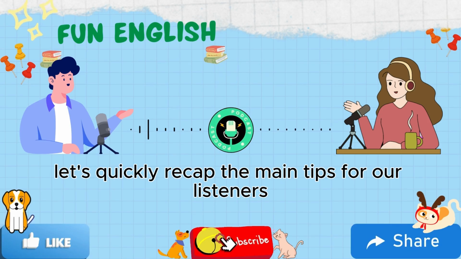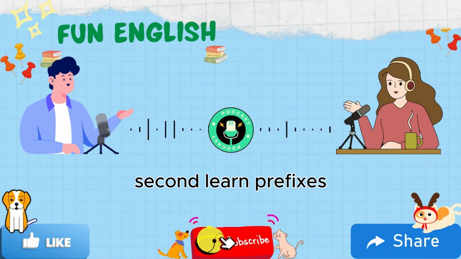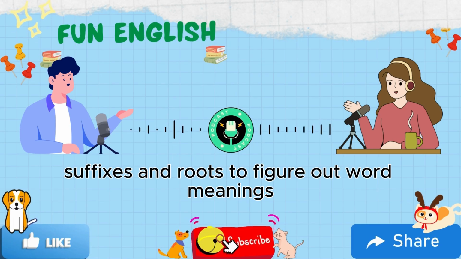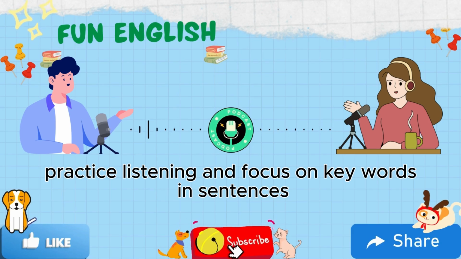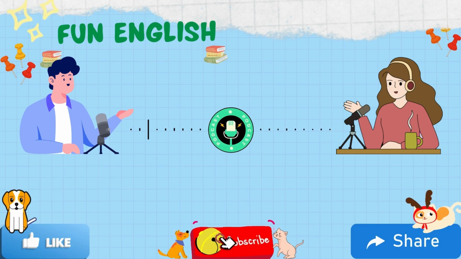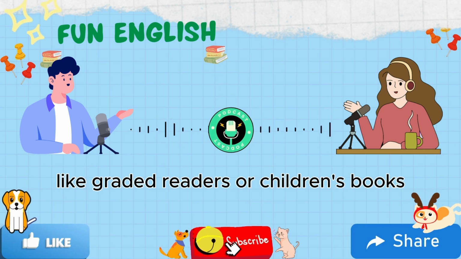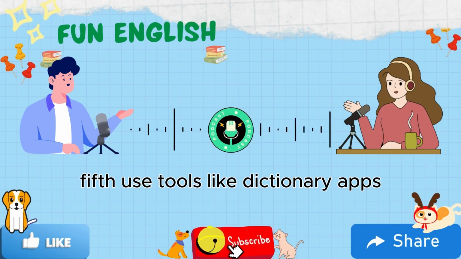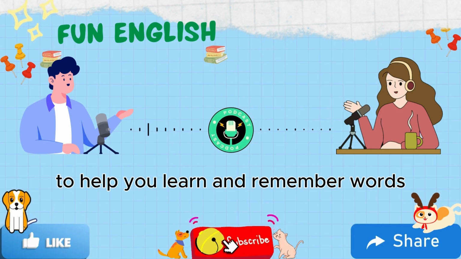Before we finish, let's quickly recap the main tips for our listeners. First, use context to guess the meaning of words. Second, learn prefixes, suffixes, and roots to figure out word meanings. Third, practice listening and focus on key words and sentences. Fourth, read a lot, but start with simple material like graded readers or children's books. Fifth, use tools like dictionary apps, flashcards, and spaced repetition apps to help you learn and remember words.